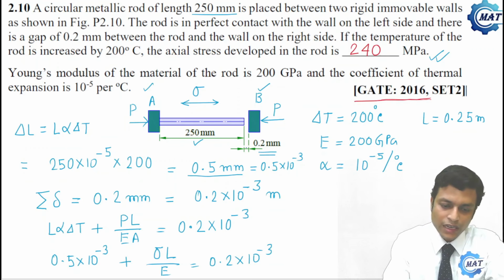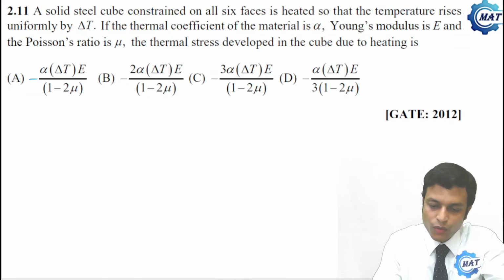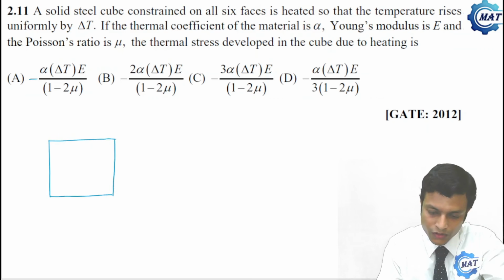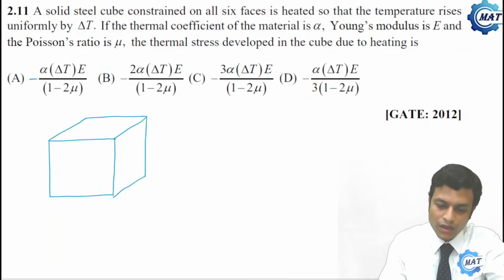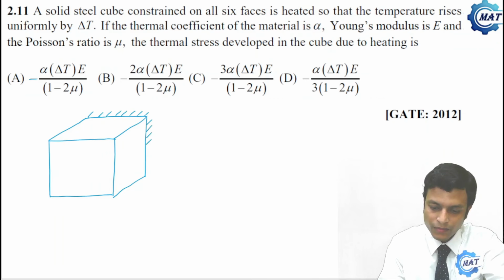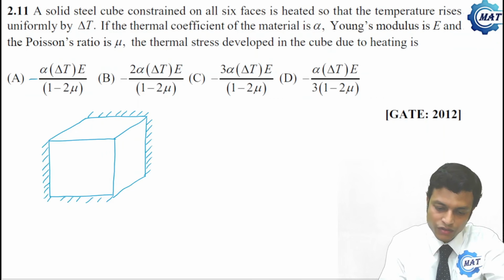Now let us move to the next problem. A solid steel cube constrained on all 6 faces. First let me draw the steel cube. All 6 faces are constrained. So this is the cube. This is the steel cube, and all 6 faces are constrained. That is, they cannot move or elongate. So the steel cube cannot elongate, as all 6 faces are constrained.